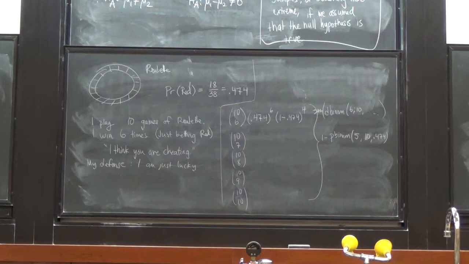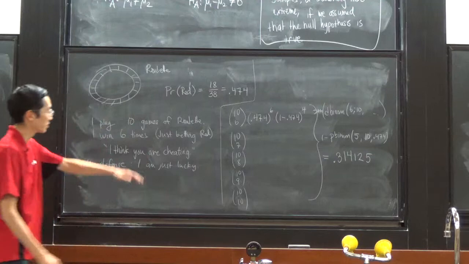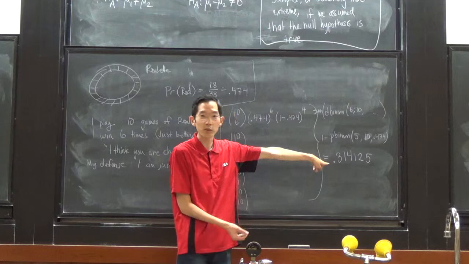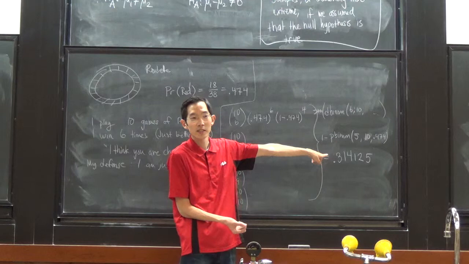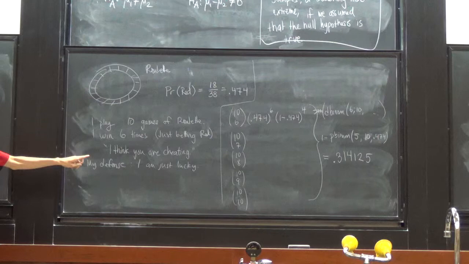Okay, and so the answer comes out to be 0.314125. Okay, if you do all of this, so what does this number represent? The probability that we're going to get... Yeah, so if they're going to start accusing someone of cheating if they win 6 or more games, how often will somebody be accused of cheating?